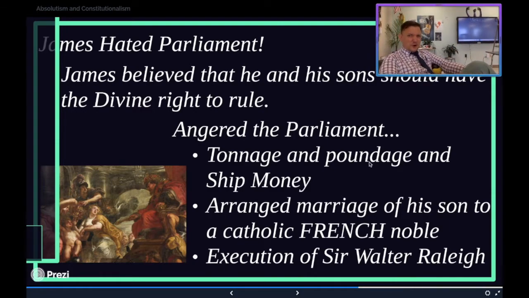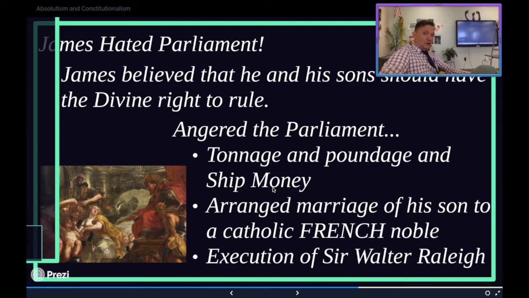And so he gets so furious that he starts trying to collect something he invented called ship money, where he goes up to cities and says, provide me with boats or the money to buy a boat, and then he would take that ship money and stick it in his pocket. Again, he's absolutely infuriating his entire Parliament.